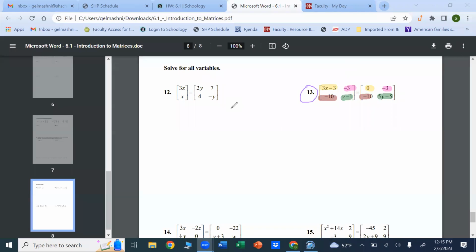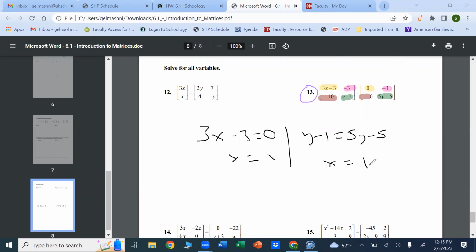When you make your equations, you're gonna say 3x minus 3 equals 0, and y minus 1 equals 5y minus 5. That's all you're doing. X is 1, and y is also 1. That's it. Nope, y. Whoops. Let me take that back.